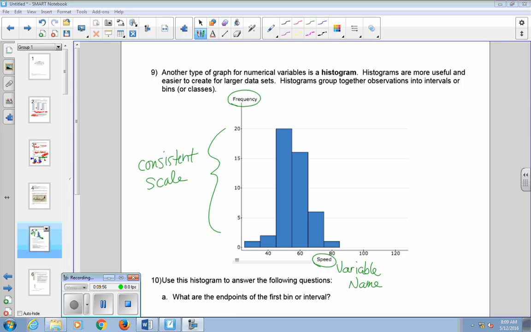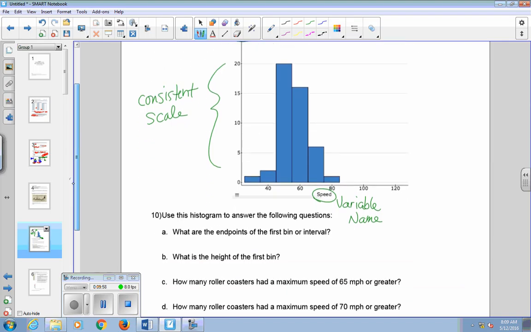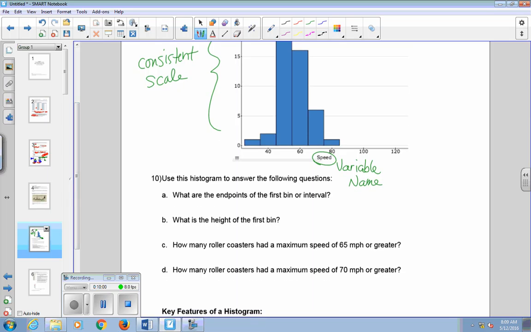Right. So a few questions about this histogram. Number 10, use this histogram to answer the following questions. First one is, what are the endpoints of the first bin or interval? If we look, here's our first bin right there. We want to figure out, where does it start and stop? What are its left endpoint and its right-hand side endpoint?